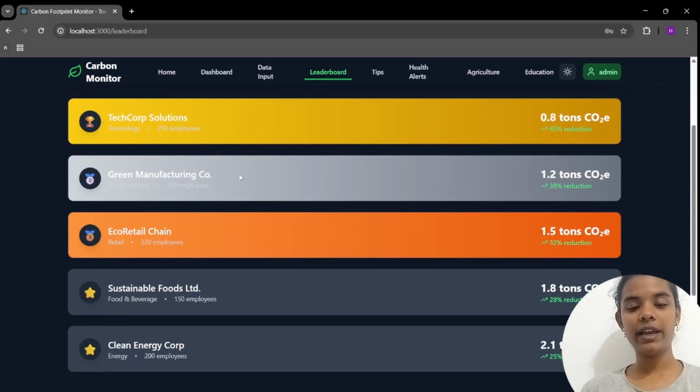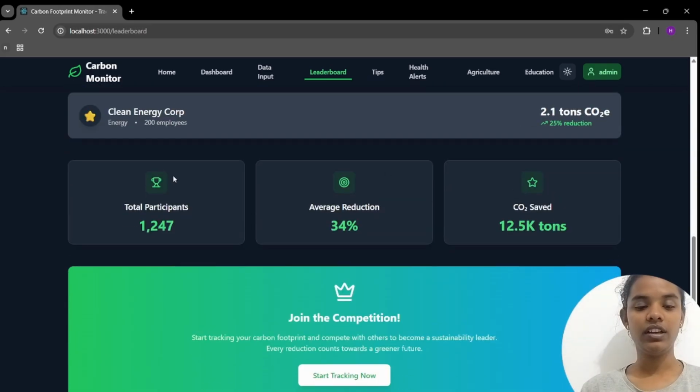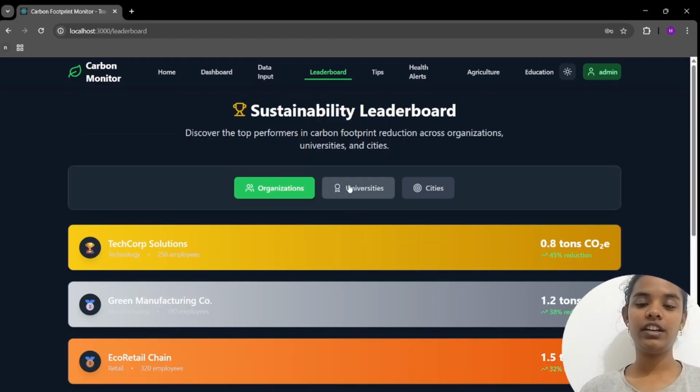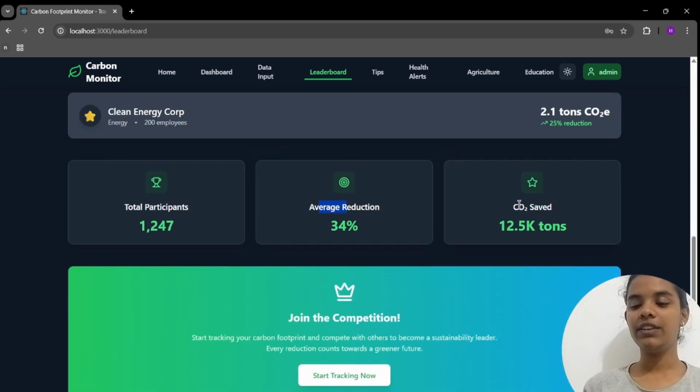Then we have green manufacturing, 1.2, 38% reduction. Then we have total participants who have logged into the website, and the average reduction. The average reduction is different between the universities, between the organizations, and between the cities. Then we have CO2 saved, that is reduction. What is the total reduction in proper CO2 rather than in percentage?